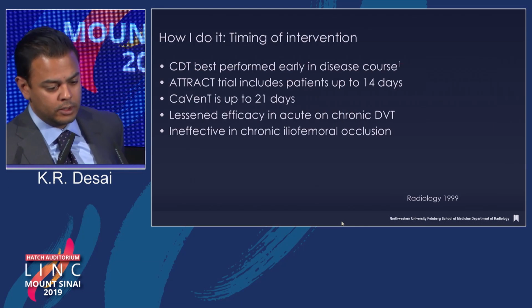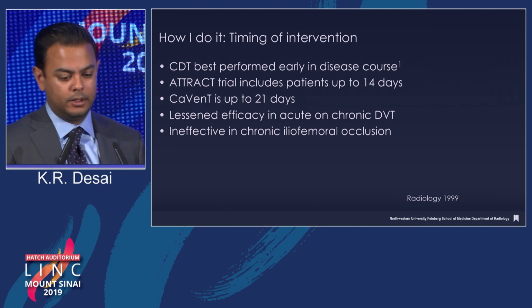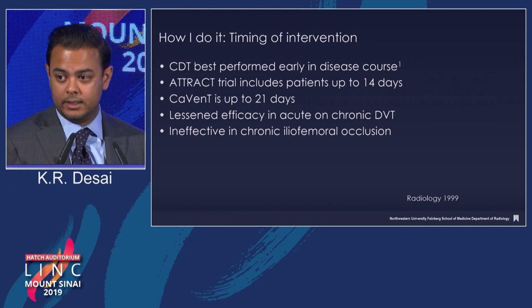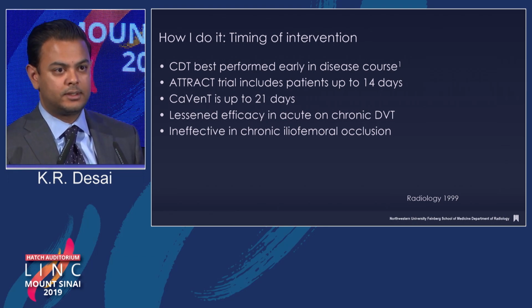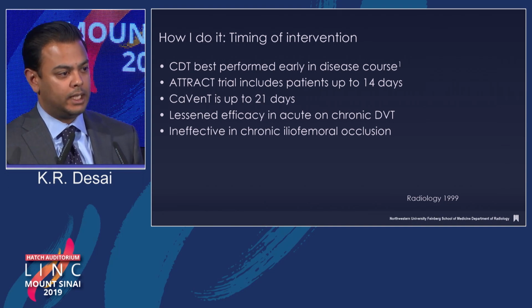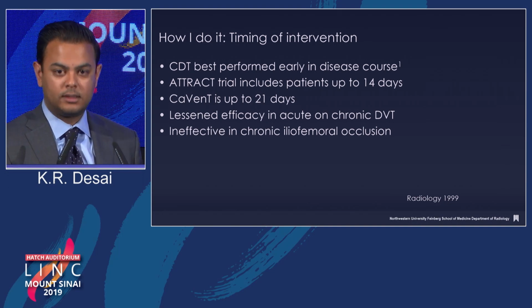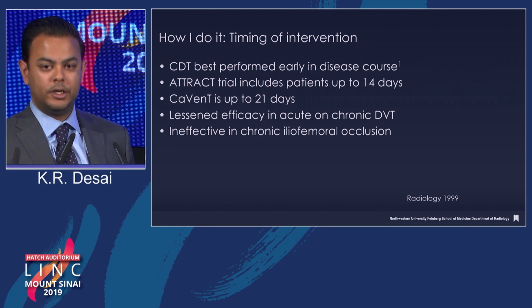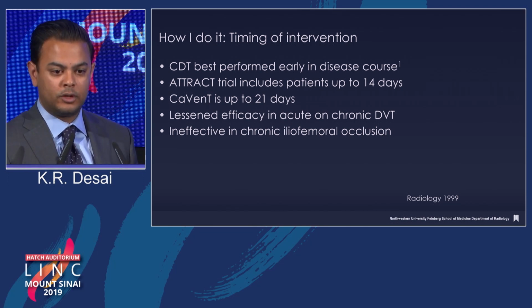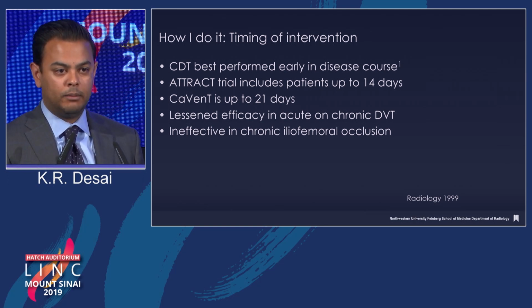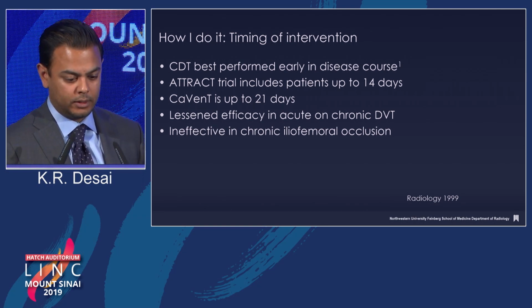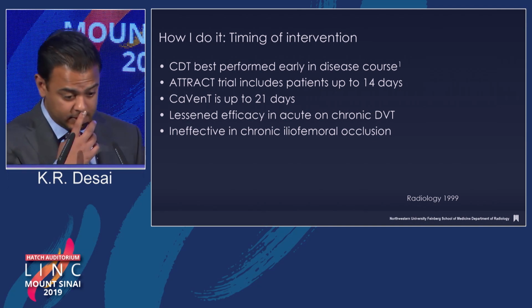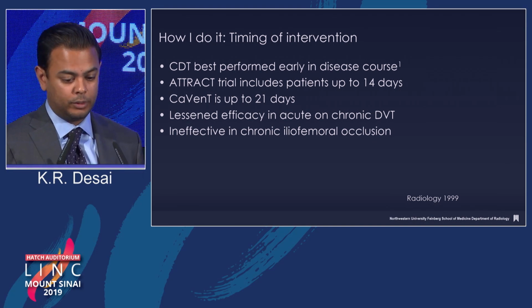So how do I do it? Well, I looked at trials to time my intervention. The ATTRACT trial included patients up to 14 days. There's an asterisk to this statement, a caveat, which is that I firmly believe that patients organize clot at different rates. Organization of clot is an inflammatory process, and younger patients have much more exuberant inflammatory processes. So they're going to organize clot, which is going to get rubbery, at a much faster rate than more elderly patients. The CONVENT trial went up to 21 days. Certainly that's possible in older patients.